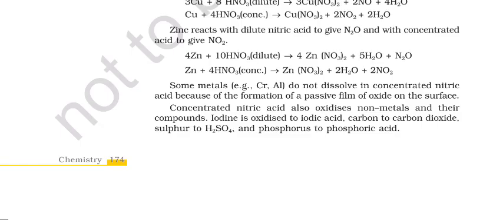Some metals do not dissolve in concentrated nitric acid because of the formation of a passive film of oxide on the surface. Concentrated nitric acid also oxidizes non-metals and their compounds. Iodine is oxidized to iodic acid, carbon to carbon dioxide, sulfur to H2SO4 and phosphorus to phosphoric acid.